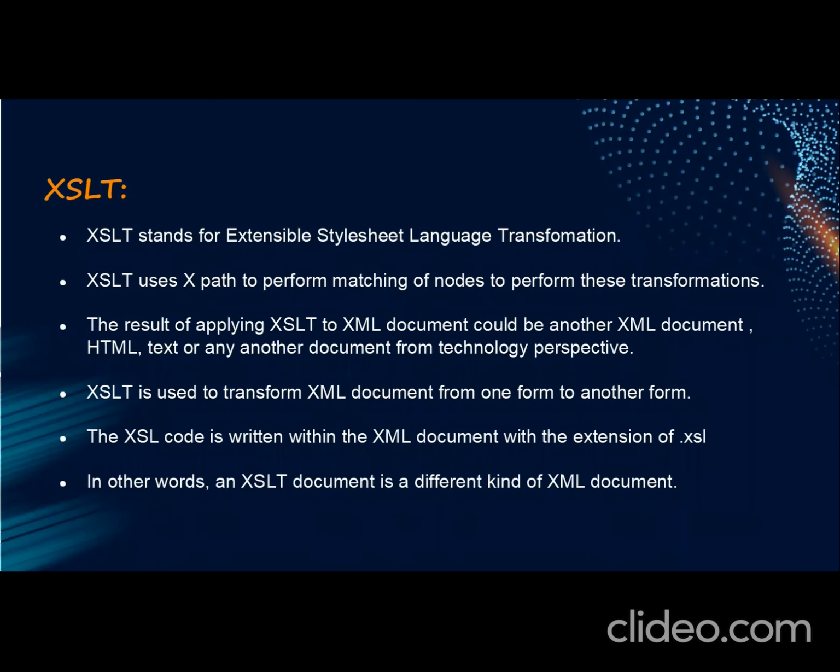XSLT is used to transform XML from one form to another. In simpler words, we can say that an XSLT document is another type of XML document, and the XSL code is saved with an extension of .xsl. Next slide.